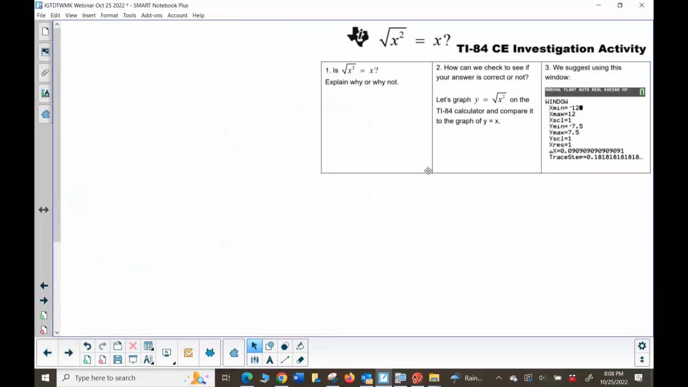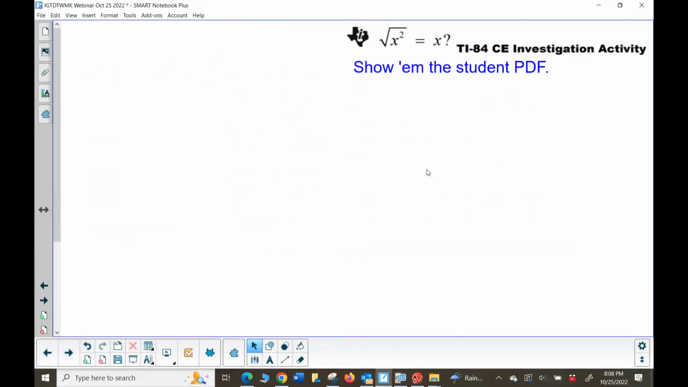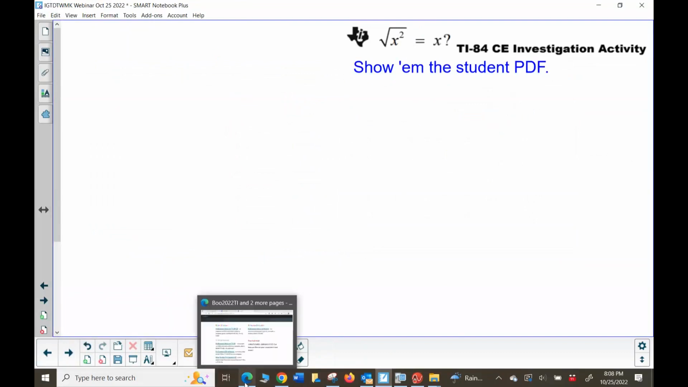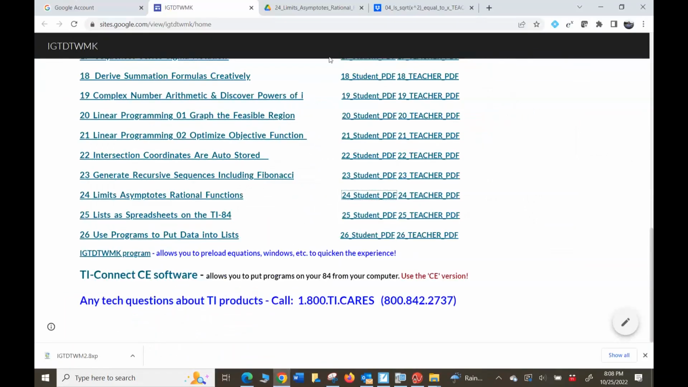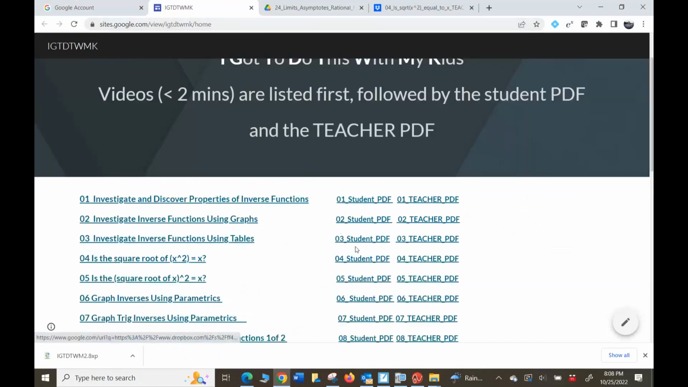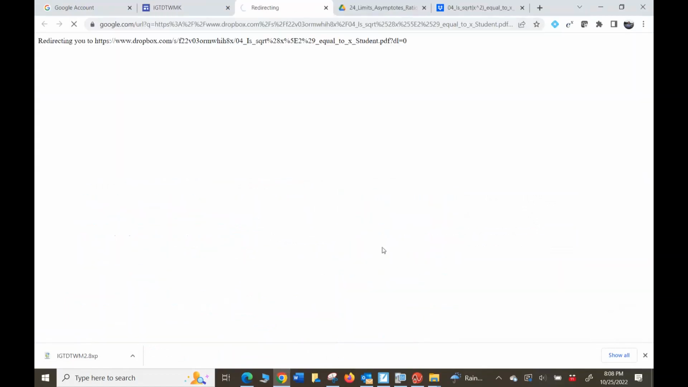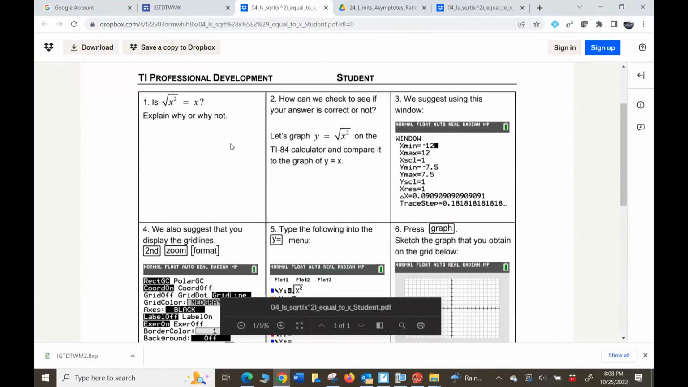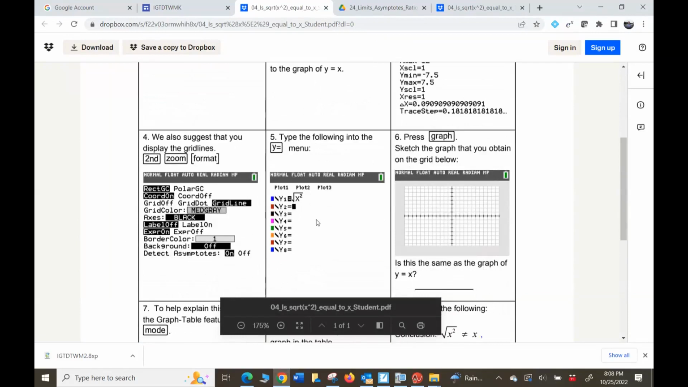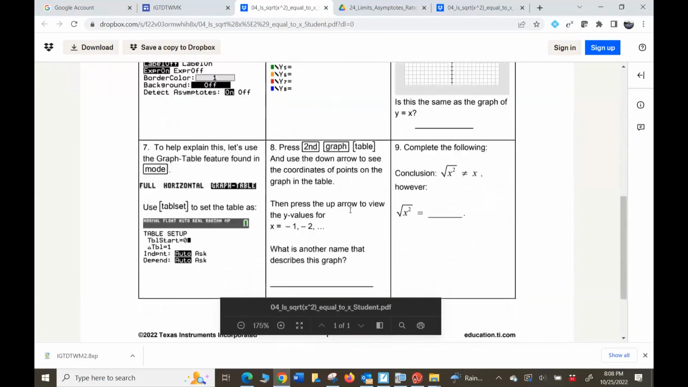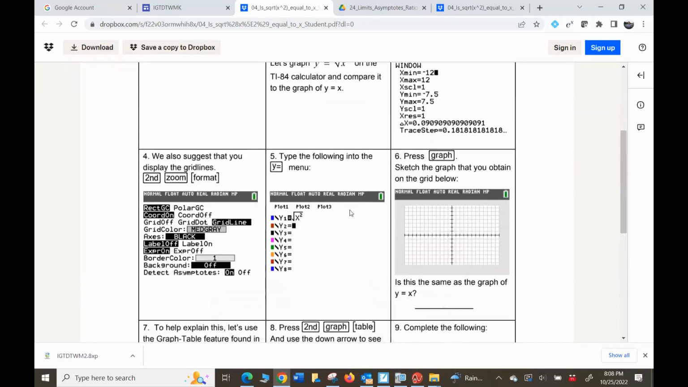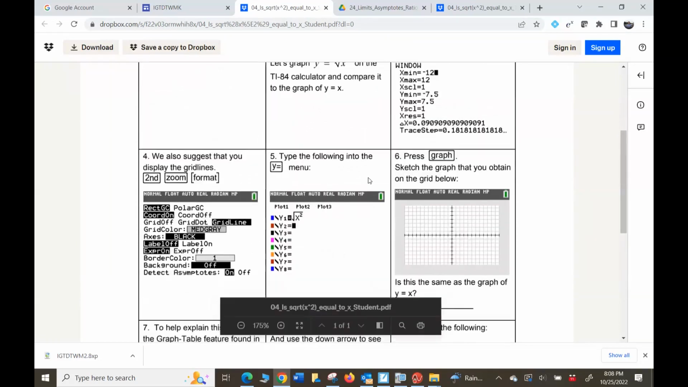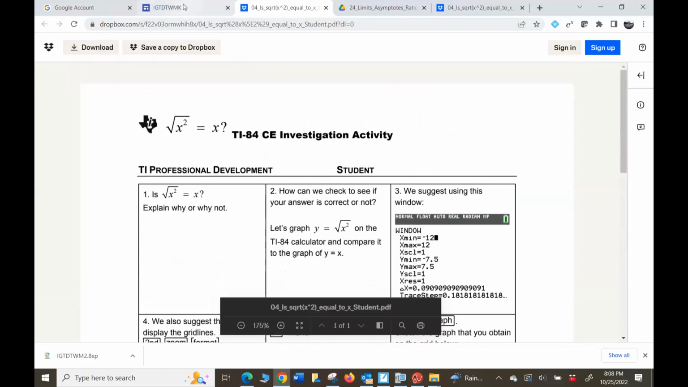So another one that's very similar to that is this is the square. Oh, let me show them the PDF. Good thing I reminded myself of that. So there is a PDF of this one, and let me just show you that. So is the square root of x squared equal to x? If you click on the link, here it is, and it takes you through, shows you what window to have in there, how the grid lines should be set up, and so on. And then it's a very easy, quick activity. And the teachers also have that as well. Okay, you have the teacher one, and I'll show you one of the teachers' ones later.